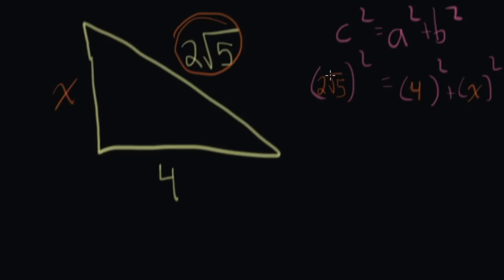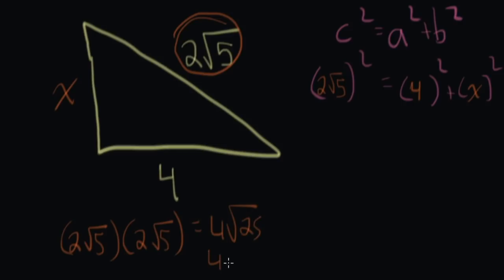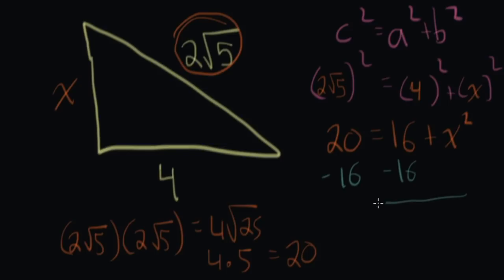So you have to square everything. So we have to square 2 root 5. If I'm going to square 2 root 5, I'm really meaning 2 root 5 times 2 root 5, which would give me 4 root 25, which is really 4 times 5, which is a very complicated way to say 20. So this is 20 is equal to 16 plus x squared. I'm going to subtract 16 from both sides, and that will leave me with 4 equaling x squared.